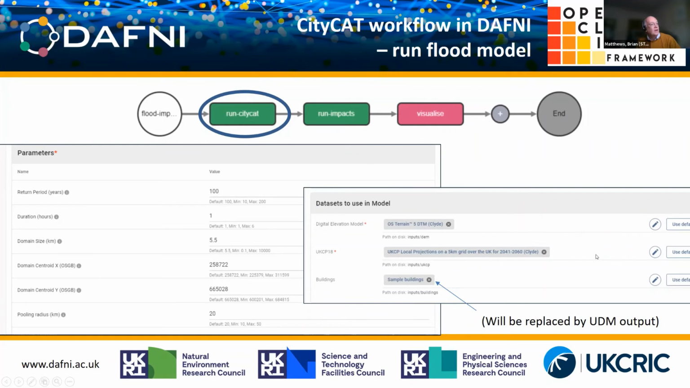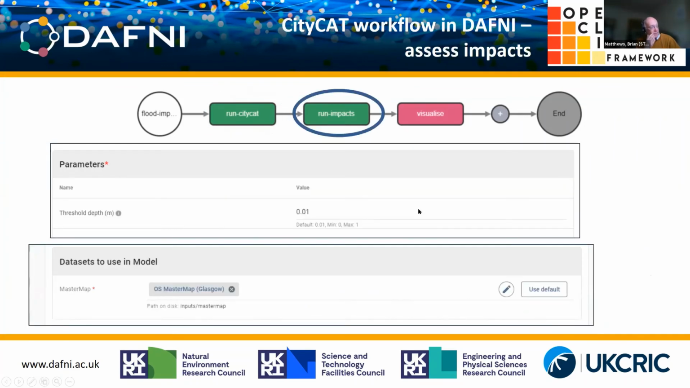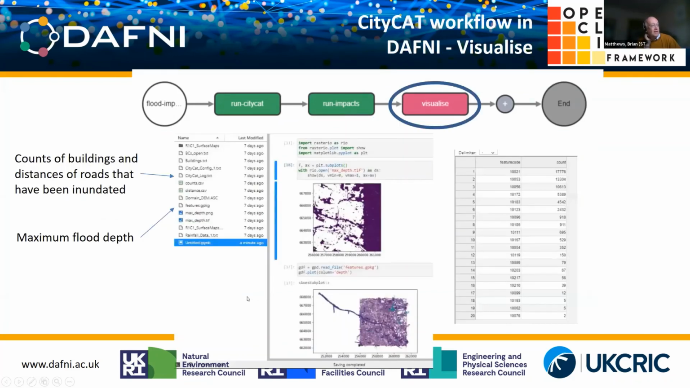notably UKCP18 data, and some building data. At the moment this is some sample building data. We would expect this to be replaced by the output of the urban development model in future, and some terrain information on the Clyde. And then in the next one, we are setting up the output of that CityCAT. We're looking at impacts, essentially the depth of flooding that occurs, and there's some extra information coming from the Ordnance Survey MasterMap, this time focusing on the city of Glasgow.